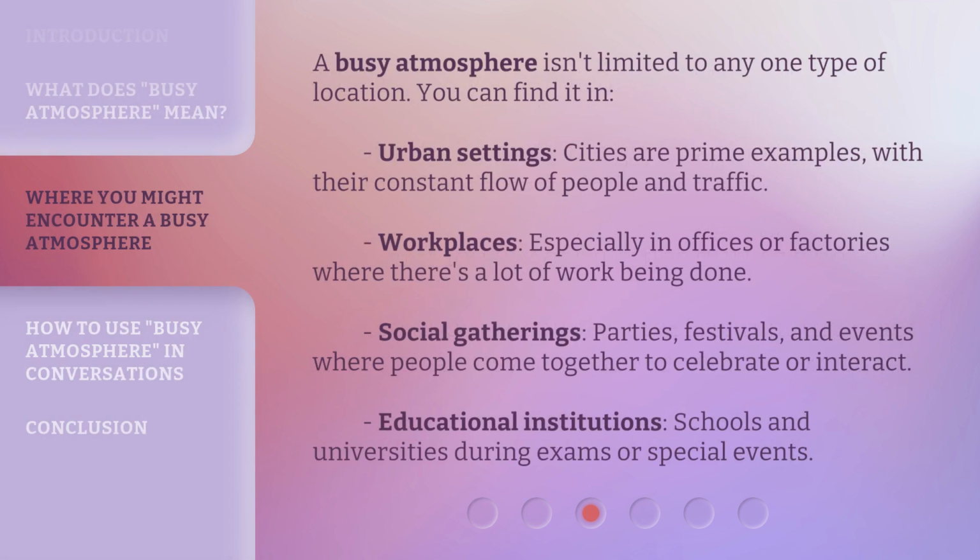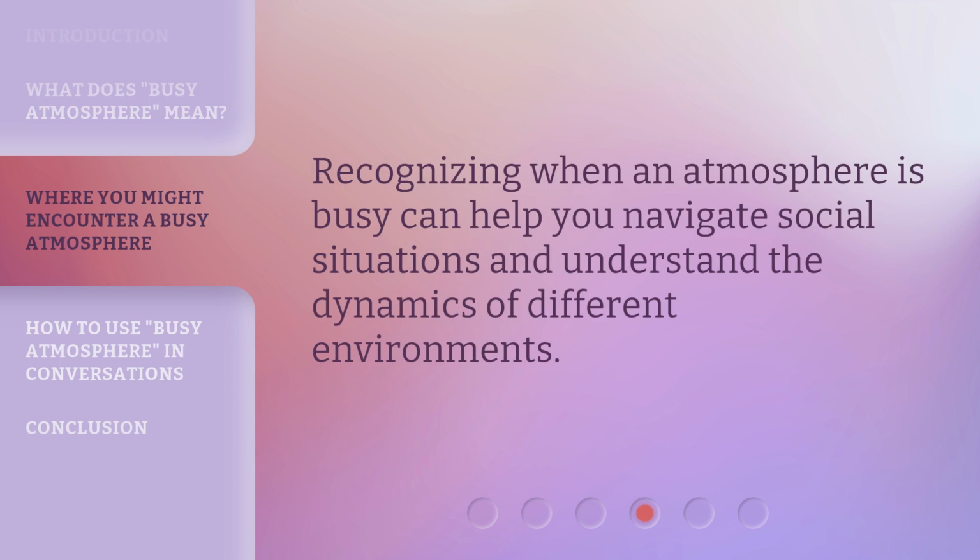A busy atmosphere isn't limited to any one type of location. You can find it in urban settings. Cities are prime examples, with their constant flow of people and traffic. Workplaces, especially in offices or factories where there's a lot of work being done. Social gatherings, parties, festivals, and events where people come together to celebrate or interact. Educational institutions, schools and universities during exams or special events. Recognizing when an atmosphere is busy can help you navigate social situations and understand the dynamics of different environments.